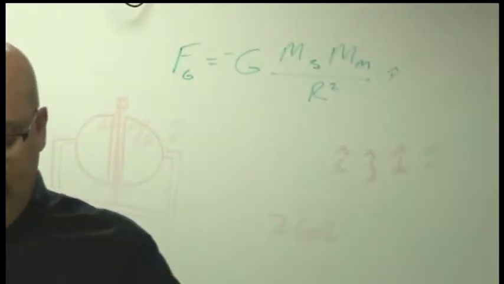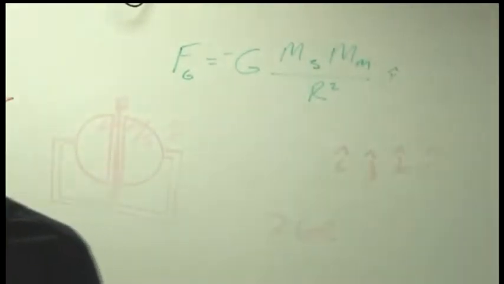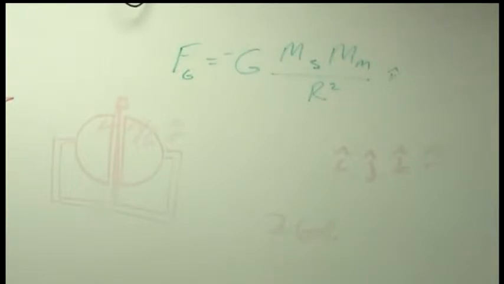All right, now it says, use your expression from part A and the assumption of circular orbits to derive an equation for the orbital time period of the moon as a function of the radius.